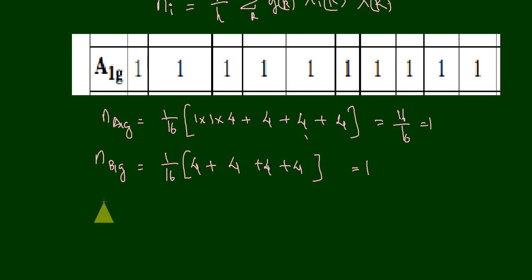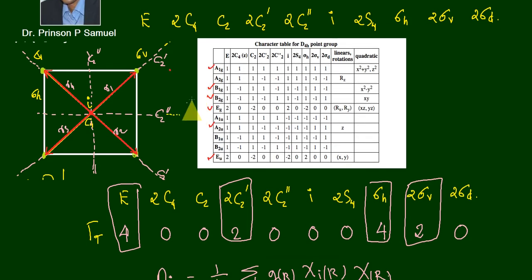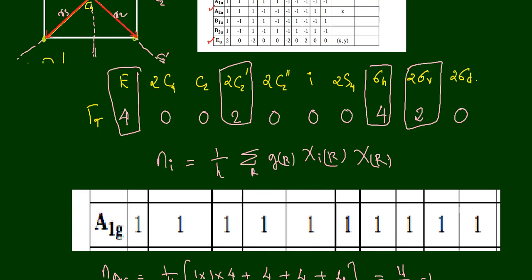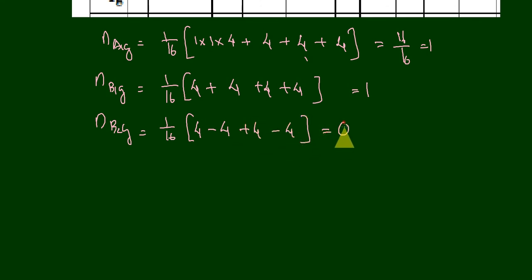And the next one is n B2g. Okay, you need to pick only B2g. After that Eg, then A2u, and then Eu. So I will write for these also. So now you can calculate n B2g, and n B2g is equal to 1 divided by 16 into 4, then minus 4, then plus 4, then minus 4. That is equal to 0.